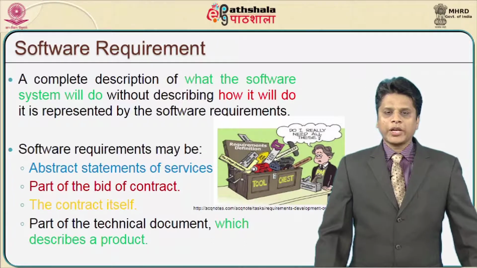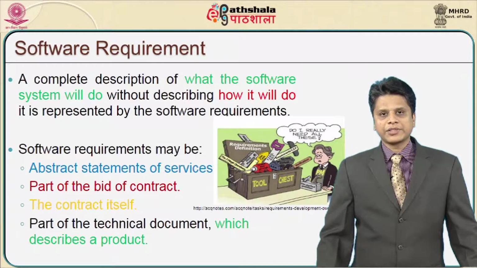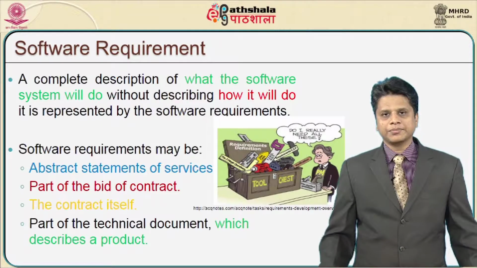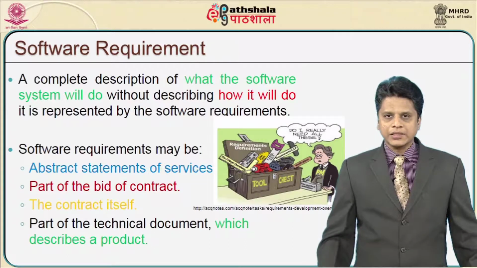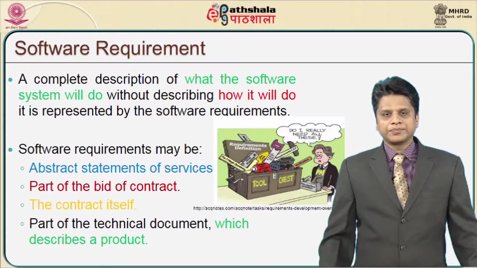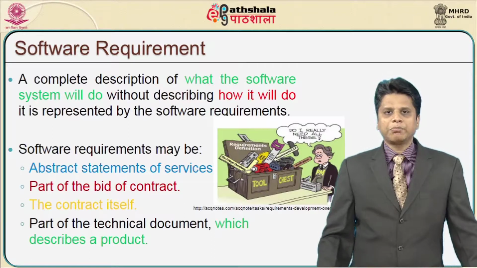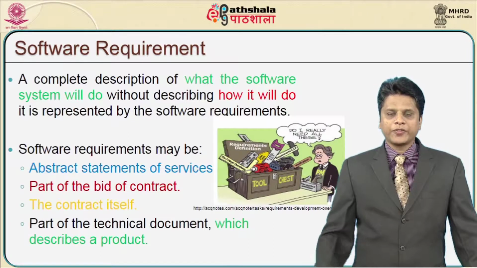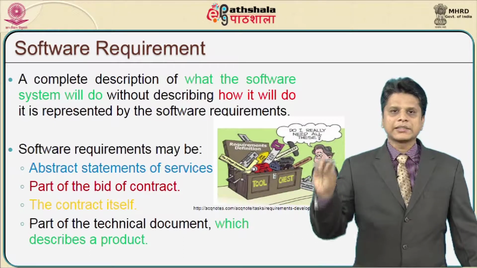The software requirements may initially give abstract statements of services, like I want a software for an inventory management system, where it is all clear what an inventory management system is. I want a software for a library management system. How complex the library is becomes a secondary issue, but by the words library management system, I will be clear at the first level that a library management system basically needs such activities.